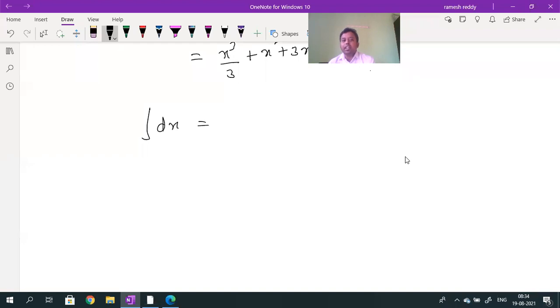D means derivative, S means integration. These both will cancel. Answer is equal to x. So integration of dy, derivative and integration, both are cancelled here. So answer is equal to y.